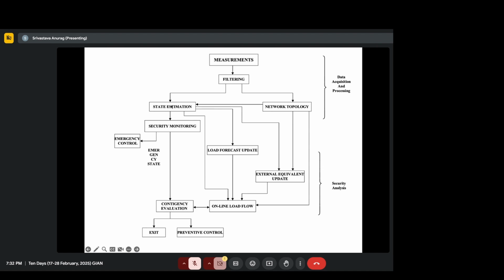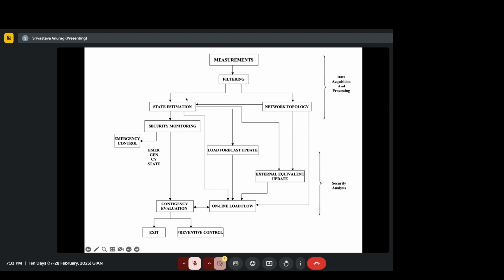Otherwise, my estimation will not converge. Why will it not converge? Because we are trying to fit the measurement into the system model. If the system model is not correct, because it has a line which is actually out in the field but the model has that, then my system is not correct. So we are trying to fit a system which is not correct with the measurement which also is not correct of some values. So if you try to fit these two things together, it will not fit and will not converge.